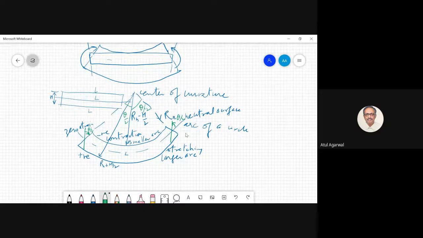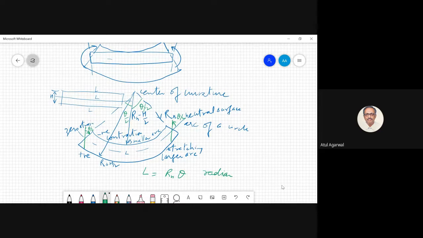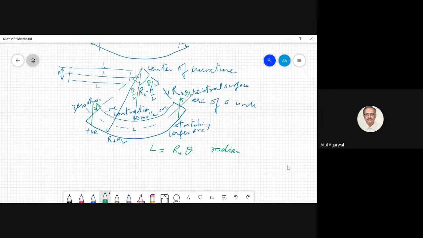So what is the length L? L length is Rn into theta. Any problem? Theta is the subtended angle. L is the arc length. So theta is in radians. So what is your top surface length? That was Rn minus h by 2 into theta. That is the top surface length.